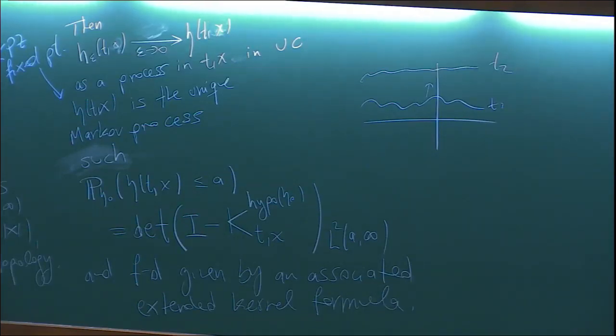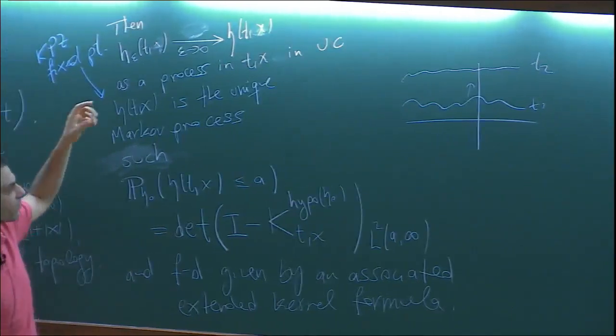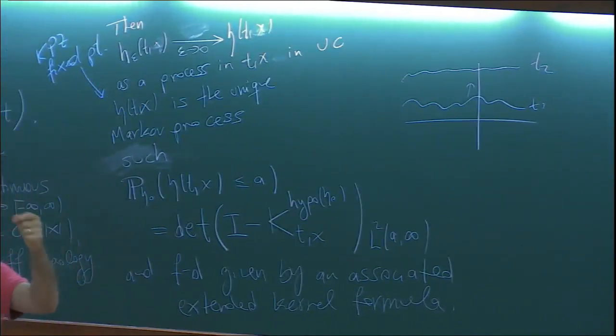So really, that's what I'm saying. I was saying that I'm being a little bit vague. So what you get is convergence in the space of, I guess, right continuous functions from 0 to infinity into UC. That's the statement.